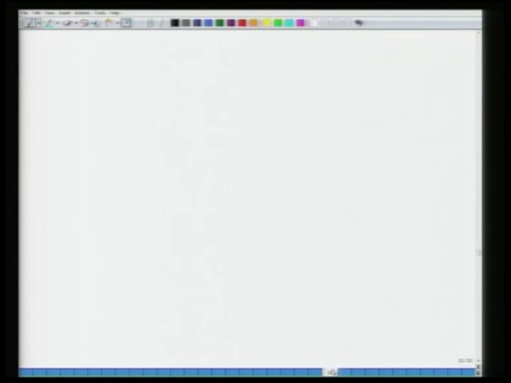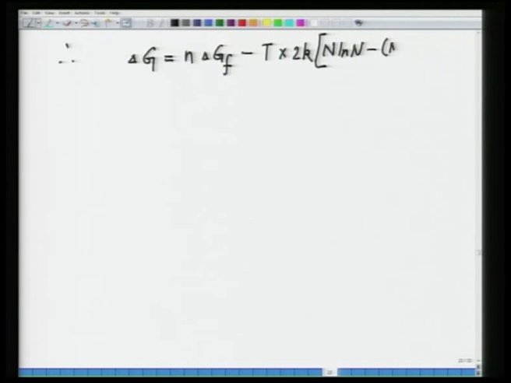So, now the net free energy change, the total free energy change that we wrote earlier, delta G, that would now be equal to n delta Gf, okay, this is the first term, minus of T into 2k into capital N ln N minus capital N minus small n ln capital N minus small n minus of small n ln n. So, this is your expression for free energy.